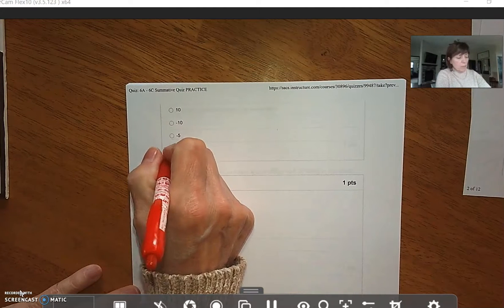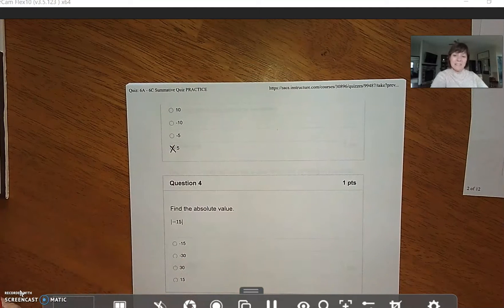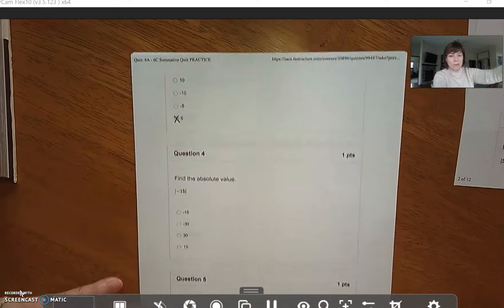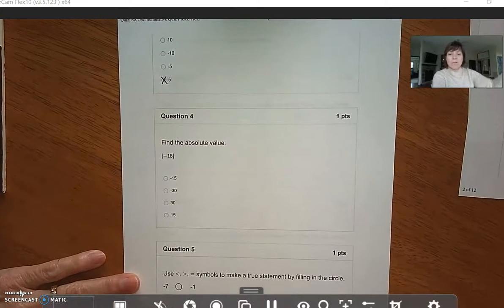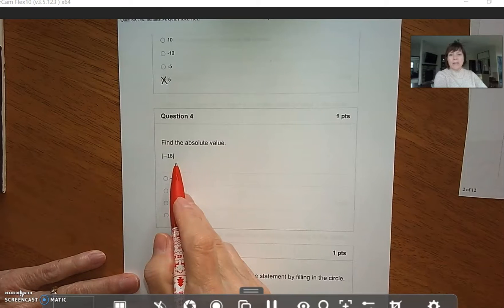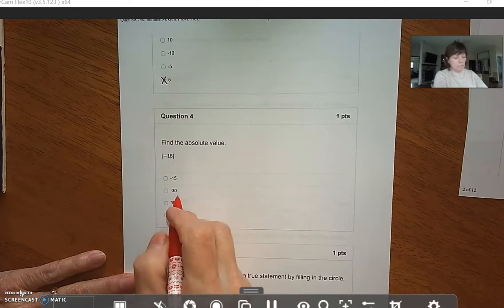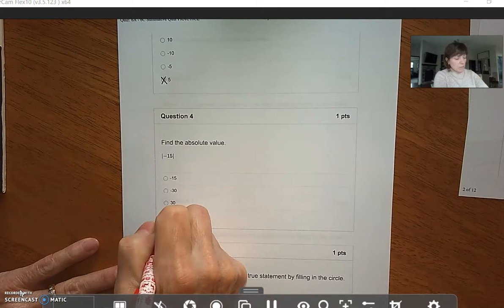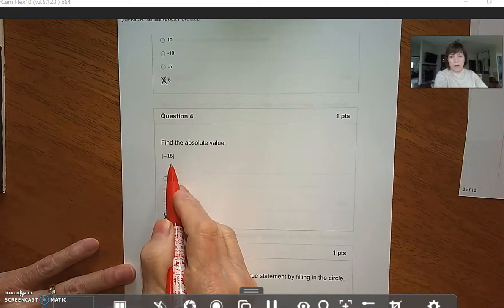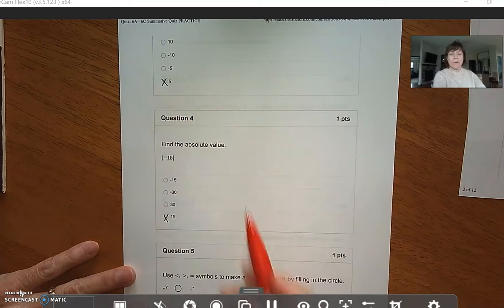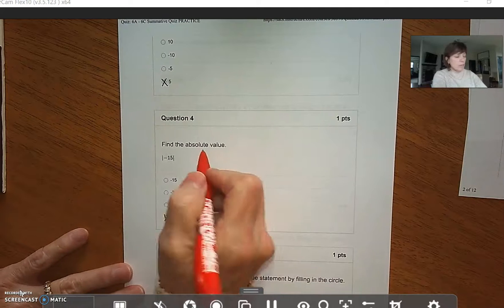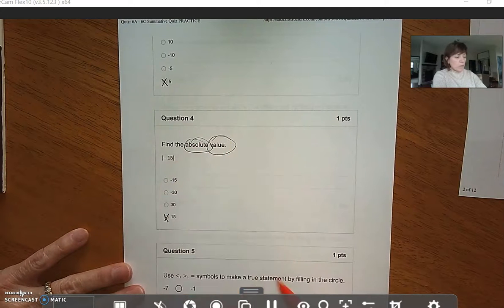Absolute value is always positive. Absolute value is a distance, and distance is always positive. We don't travel in negative directions. We always travel in a positive direction. So when we get to question 4 and we want the absolute value of negative 15, that's positive 15 because it's 15 units away from 0 on the number line, just like 5 was 5 units away from 0 on the number line. Again, absolute value, it's always positive.